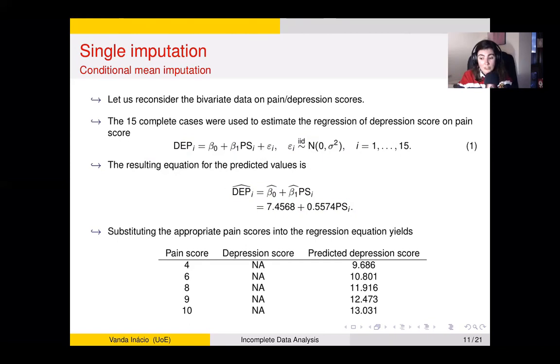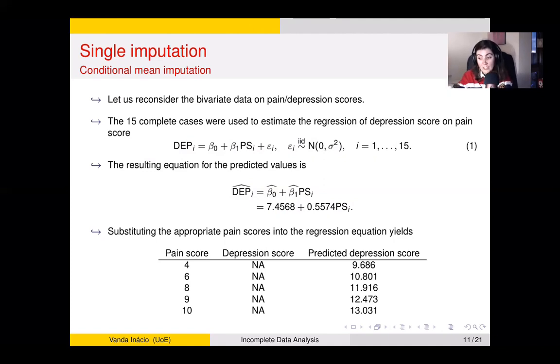This is not my model of interest, in the sense that possibly this would not have been the model that I would be interested in analyzing in case my data set was complete. But this is just a step to complete my data set. So I do not need to check whether pain score is a significant variable or not. I'm just using my observed variables to predict the variable with missing values. I have no scientific interest in this regression model.